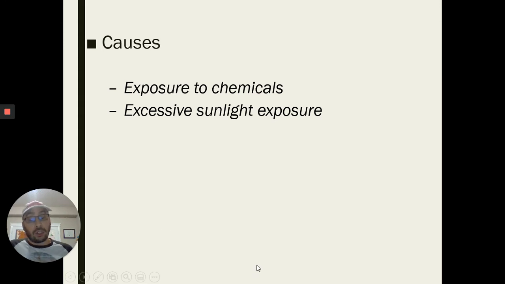Excessive sunlight exposure. You guys have heard of skin cancer. I remember when I was younger, sunscreen was a non-issue. Sunscreen's a huge issue now. The higher the number, the better the protection. So 30 versus 60.